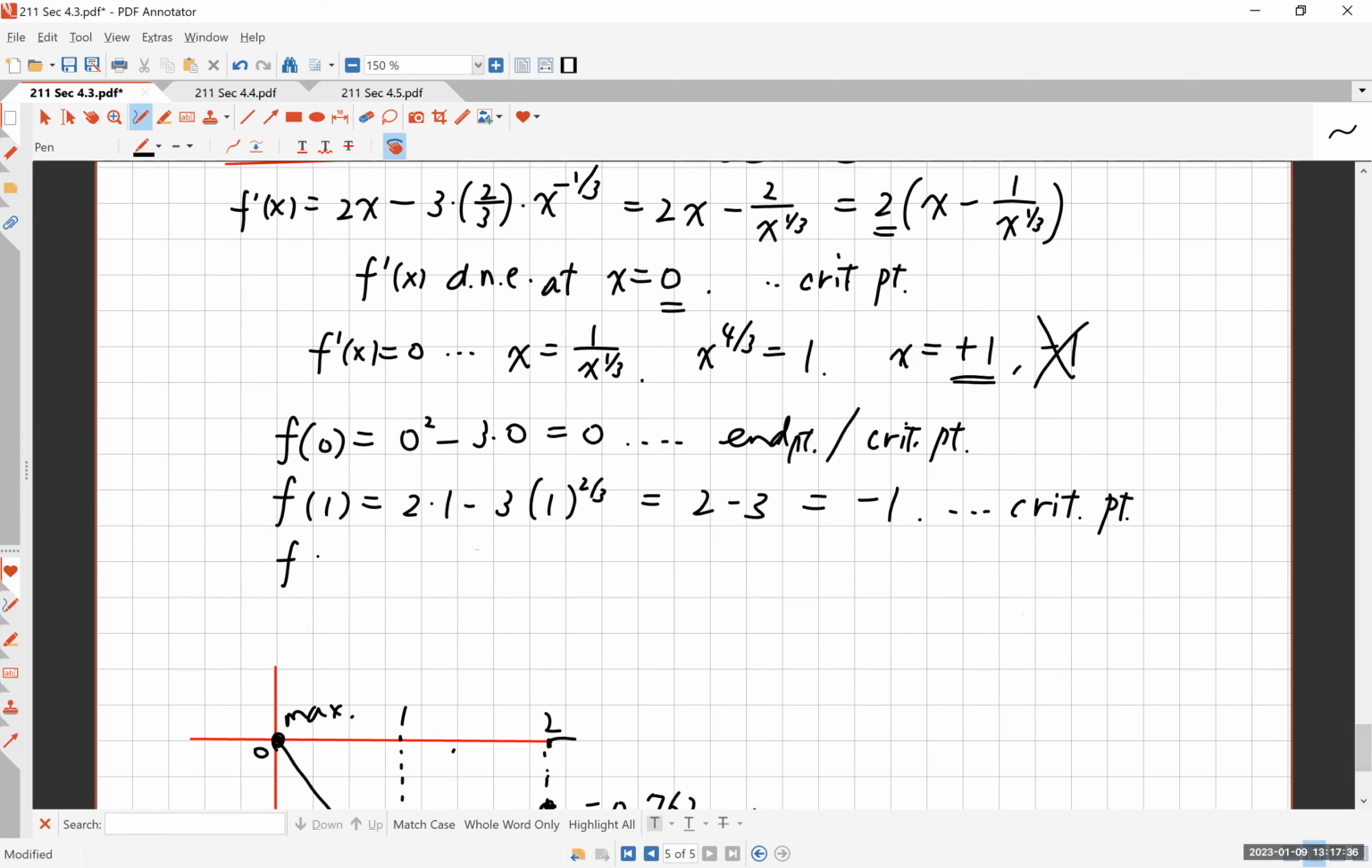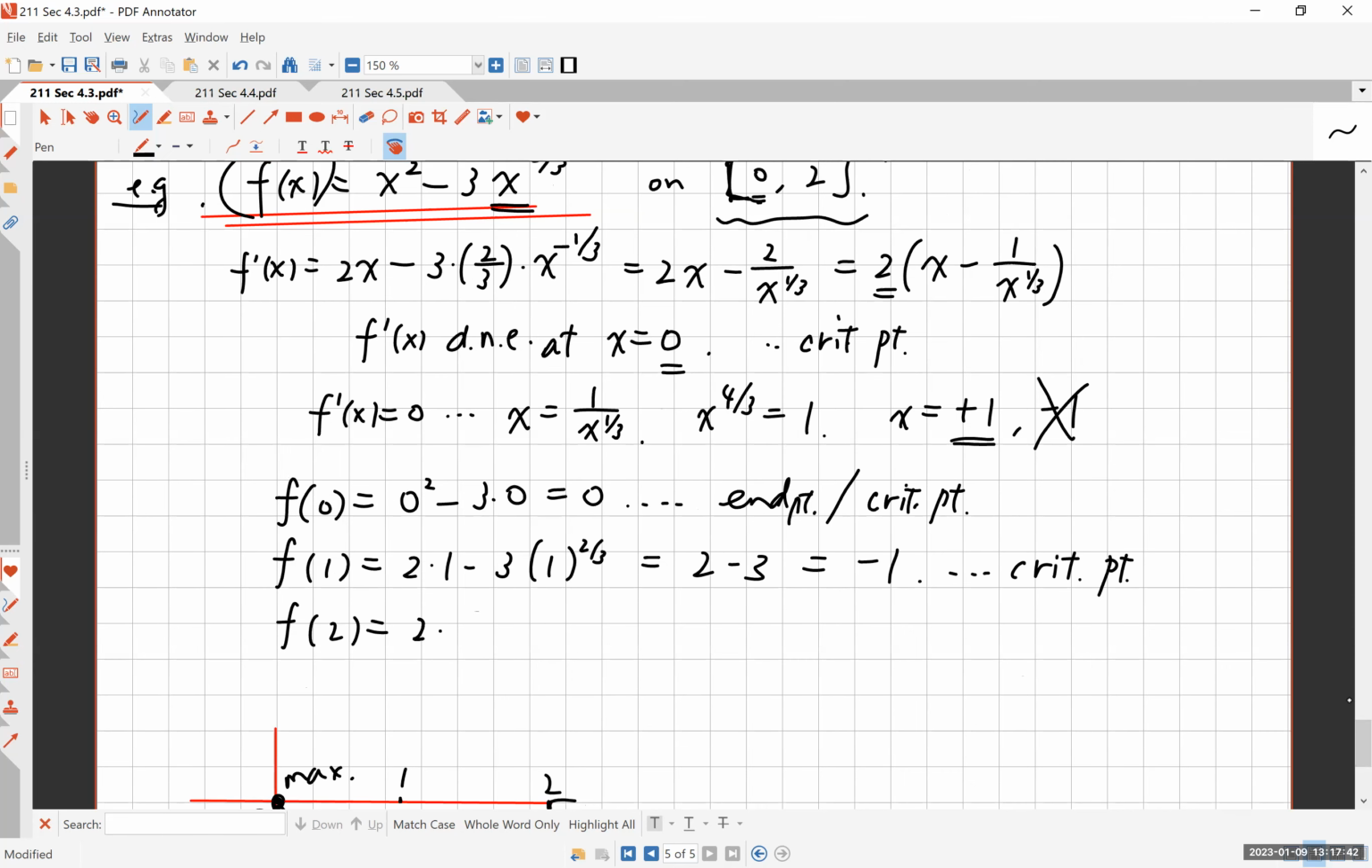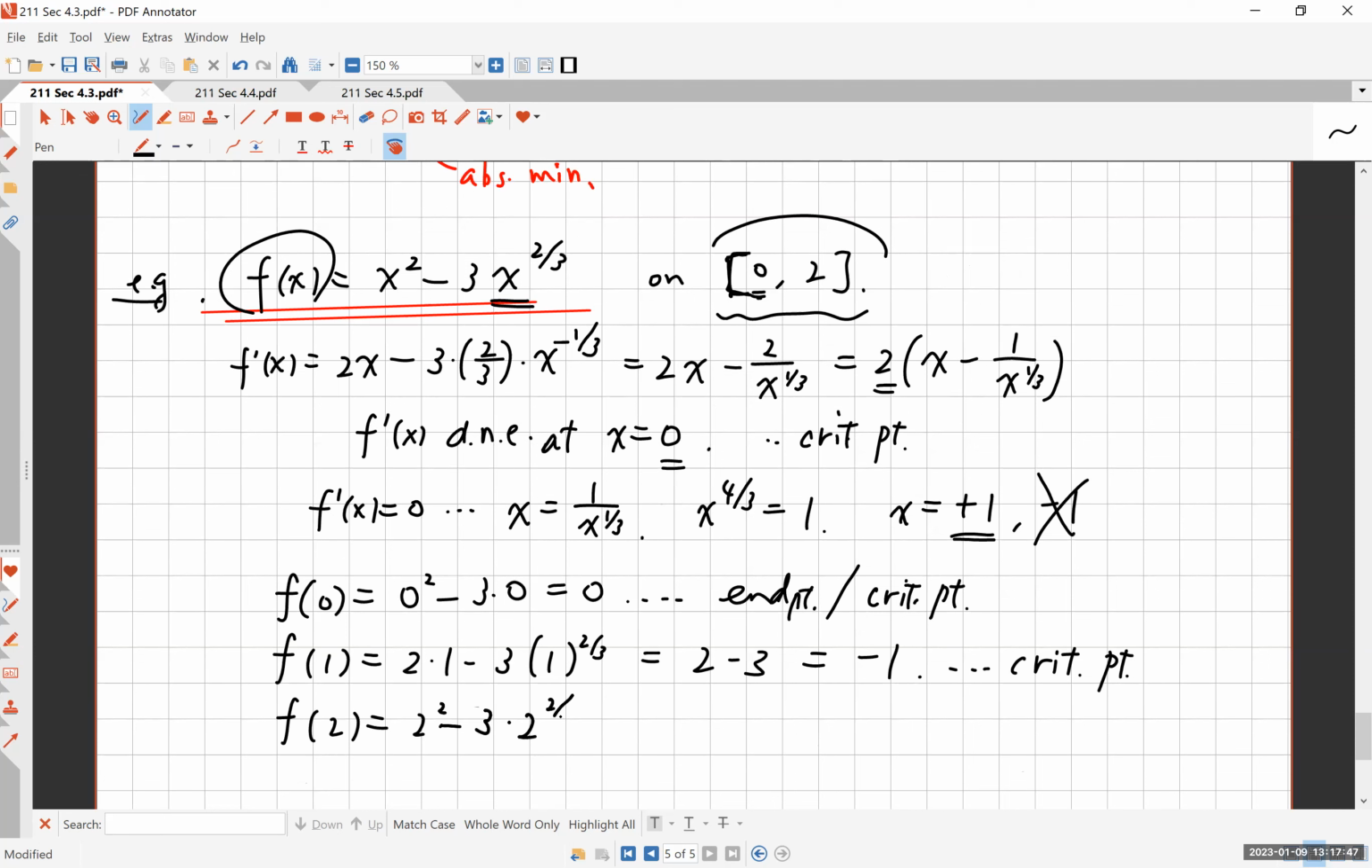Okay, and finally, 2 is the other endpoint, right? So let's plug in 2. What is the function? 2 squared minus 3 times 2 to the 2/3. What is that? I don't know. It's a cube root of 2 squared, right? So for this one, you would need a calculator. If you take your calculator and evaluate this, you would do 4 minus 3 times 2 raised to the power of, in parentheses, 2 divided by 3, you will get negative 0.7622, blah, blah, blah. Okay, that is an endpoint.